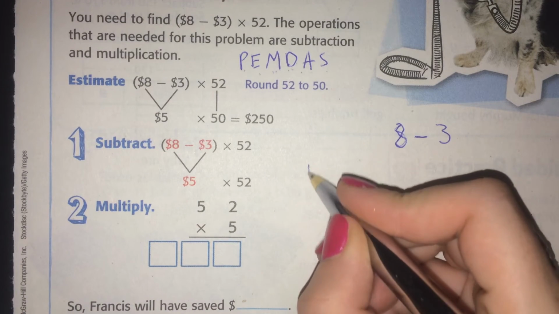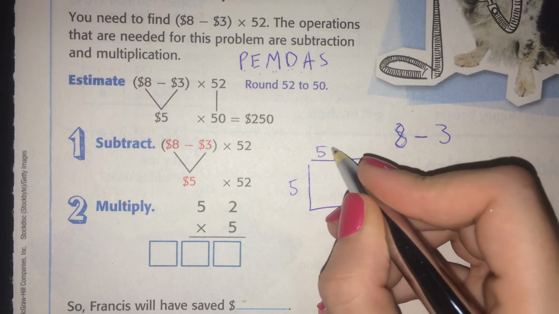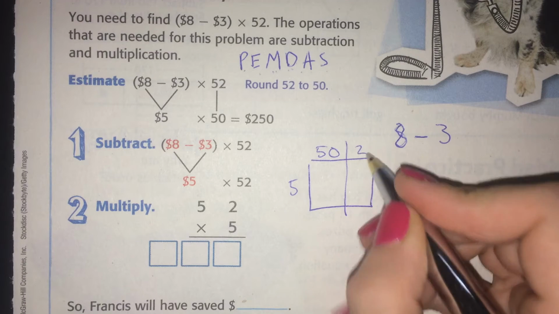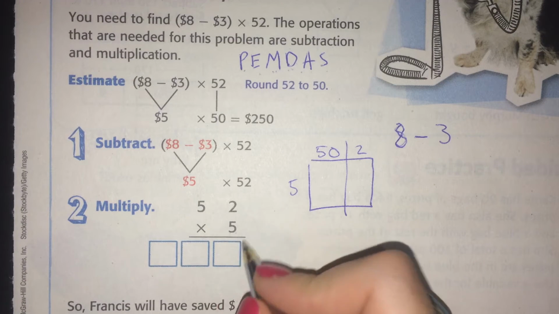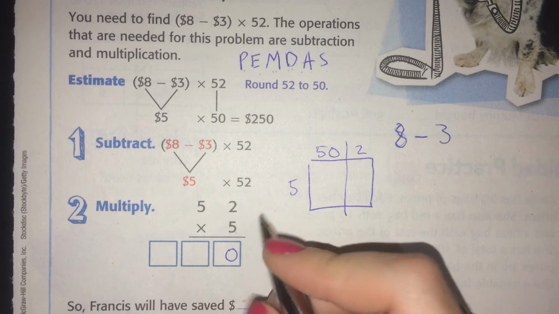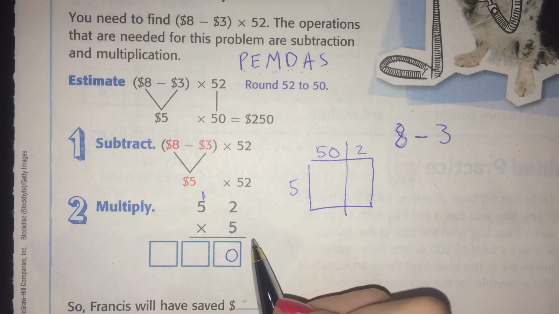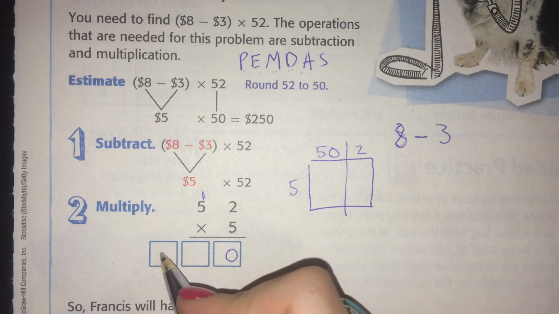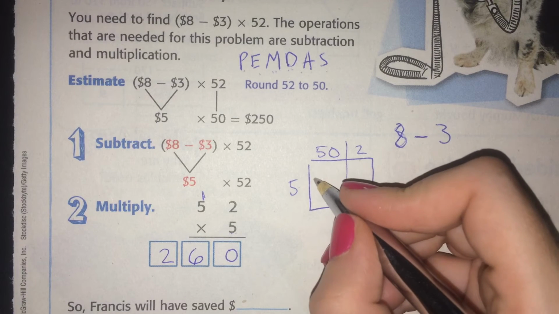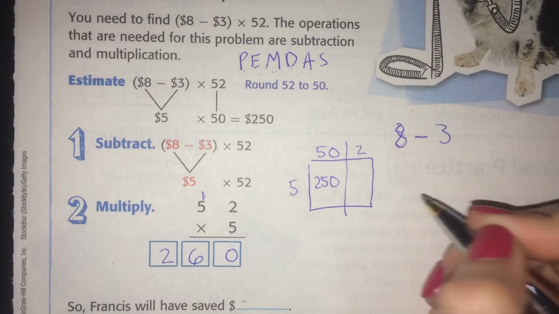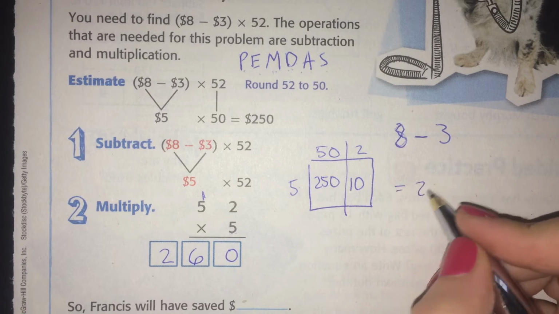Okay, now remember, we could do it the partial products way if you would like. 5 times 50 and 5 times 2, okay, or we can do it the vertical way. 5 times 2 is 10, so put the 0 down, carry the 1. 5 times 5 is 25. 25 plus 1 is 26. Okay, let's try it this way. 5 times 50 is 250, and 5 times 2 is 10, and then adding these together will equal 260.